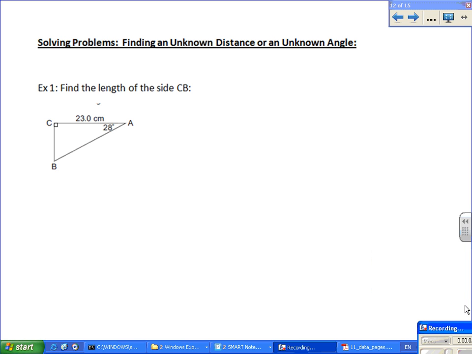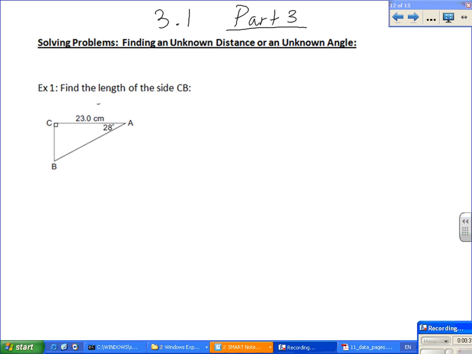Hello everyone, welcome to the last section of our 3.1 notes. This is 3.1 notes, tangent ratio, and we're going to look at part 3. I've just divided this set of notes into 3 parts, and this is the last of the 3. We're going to discuss how to solve problems, finding either an unknown distance, so an unknown side length, or an unknown angle. And this is going to involve 2 things.